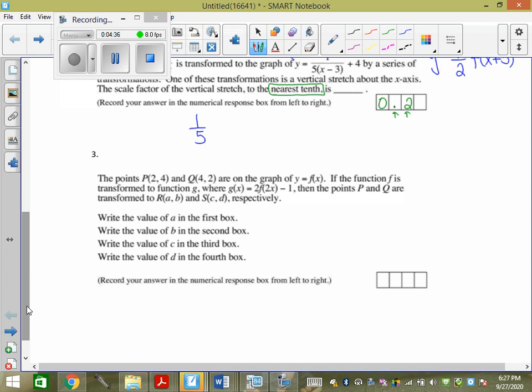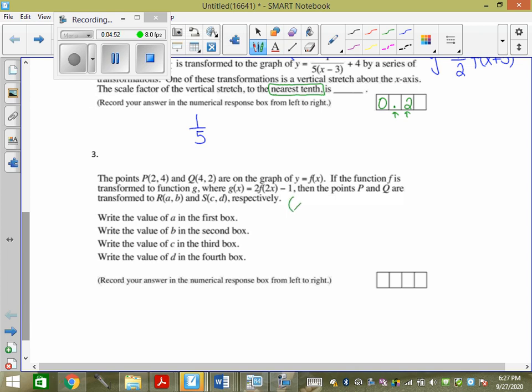Respectively means in that order. So p is going to become r, and q is going to become s. Now the key thing we have to remember here is if we're moving coordinates, we must use mapping. Yes, mapping is what we're going to use. So words and mapping are the same.